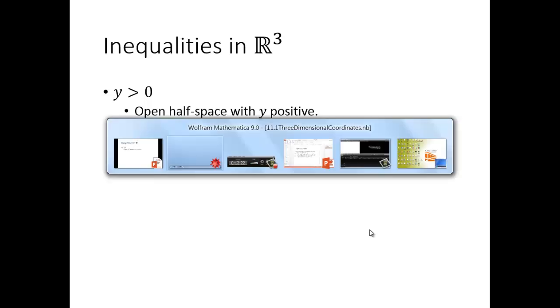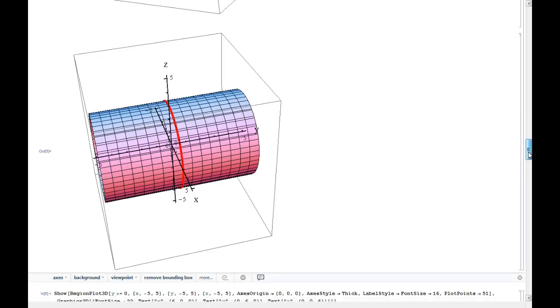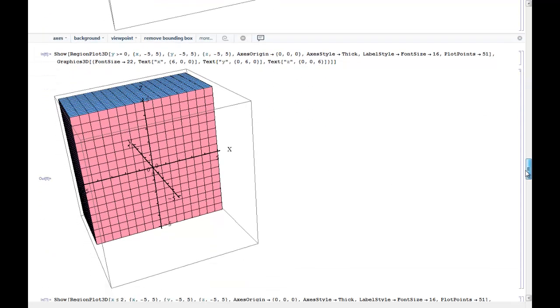We can also do inequalities. One inequality is going to be y greater than 0. If we look at y greater than 0, it's going to end up being an open half space with y positive. So it's a half space. Instead of half plane in 2 dimensions, space is the word we'll use in 3 dimensions. And here's a picture of what that looks like.